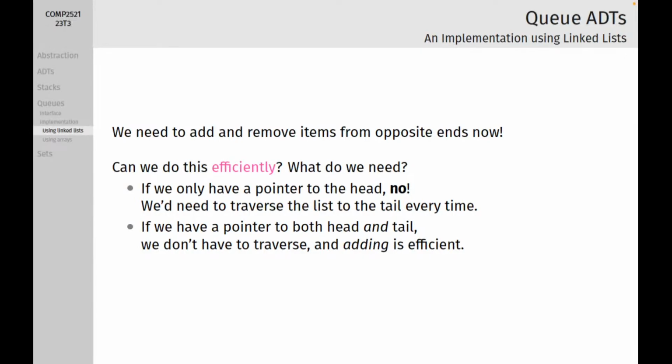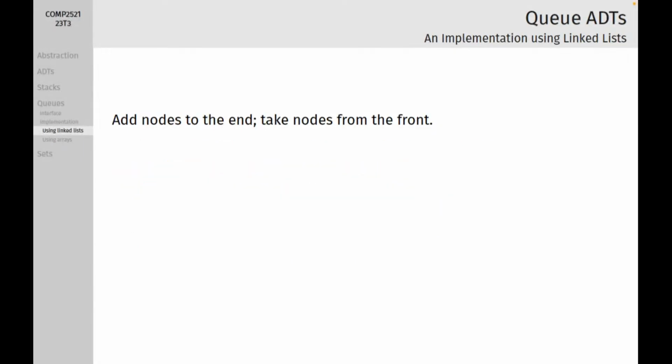But if we try to remove from the tail, we can do that because we've got a pointer to the tail, but how do we update the tail pointer so that it points to the new tail, which is the node before the last node? You can't do that efficiently. So instead, what we do is we add to the end and remove from the front.